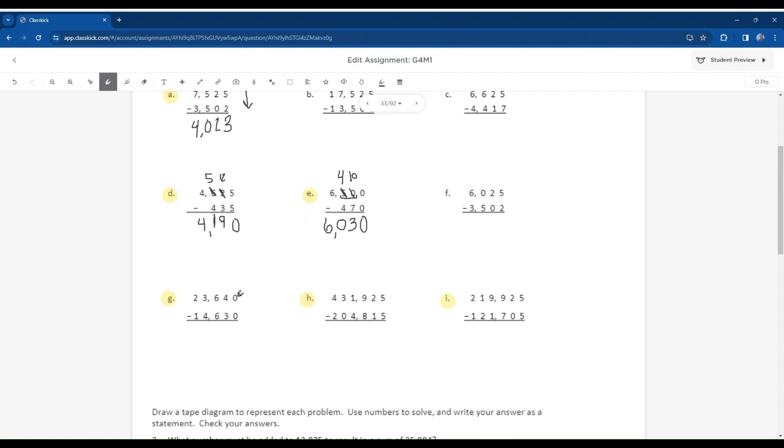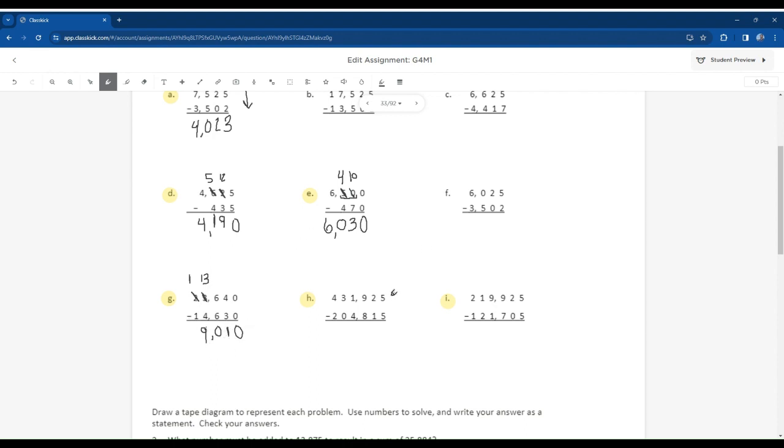For letter G, again, starting in our ones place, 0 minus 0 is 0. 4 minus 3 is 1. 6 minus 6 is 0, comma. Now we have a 3 in our thousands, and we need to take away 4 thousands, and 4 thousands is greater than 3 thousands. So we need to regroup one of the 10 thousands from the two that we have for 10 thousands to make 13 thousands, and now we can subtract 4 away from 13 to make 9, and 1 minus 1 is 0 to make 9,010.